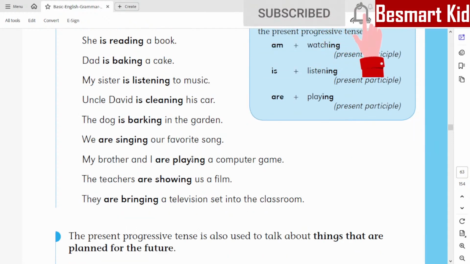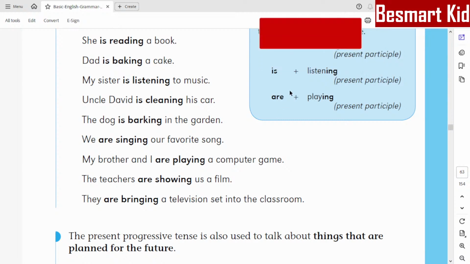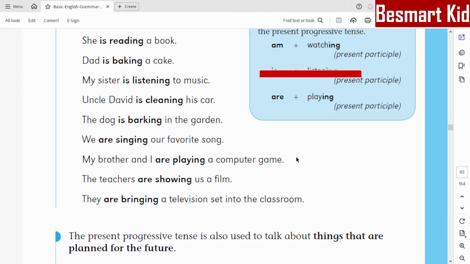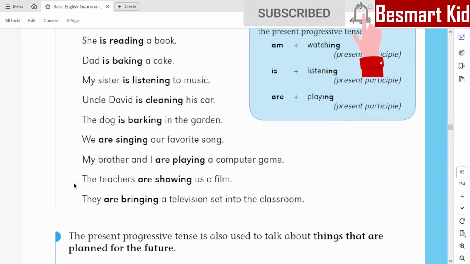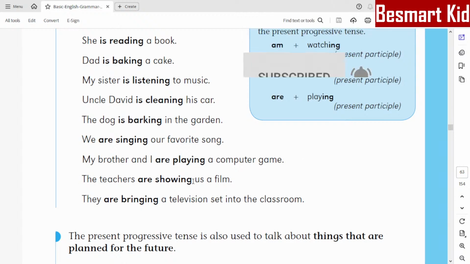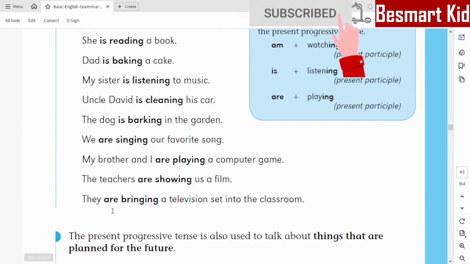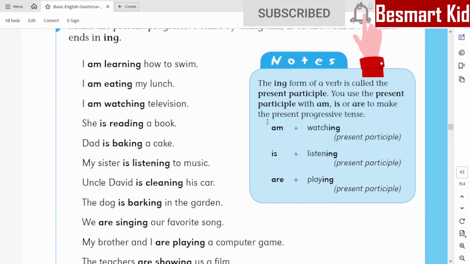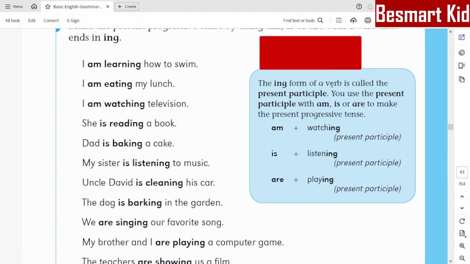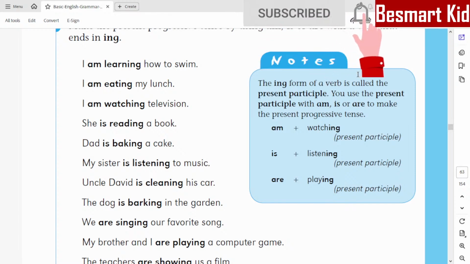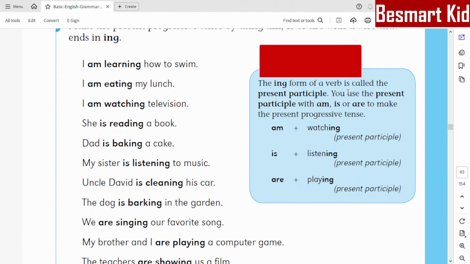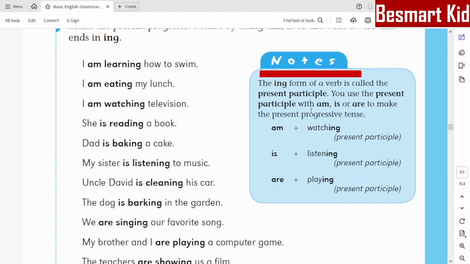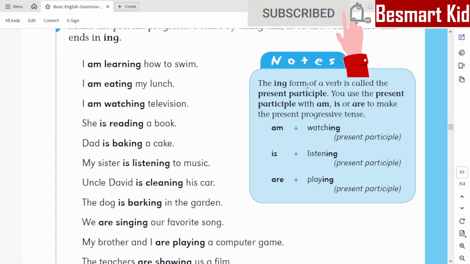We are singing our favorite song. My brother and I are playing the computer game. The teachers are showing us a film. They are bringing a television set into the classroom. The ing form of a verb is called the present participle. You use the present participle with am, is, or are to make the present progressive tense.